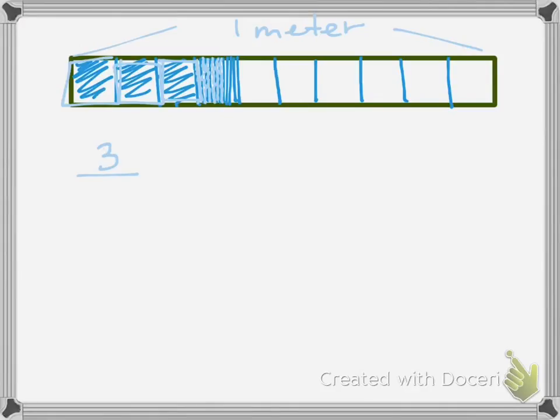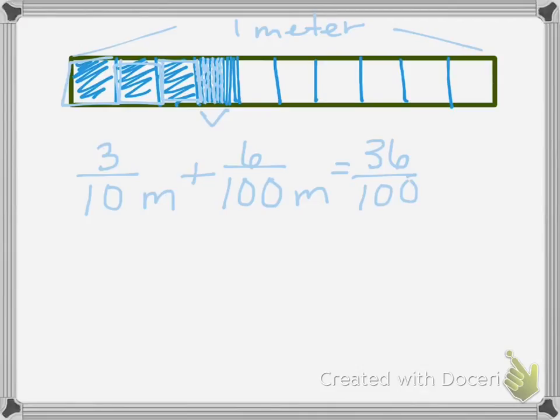Or 3/10 of a meter. Plus, I shaded 6/100ths of a meter here because I'm only talking about those centimeters. That is going to equal 36 hundredths. Really, it's 36 centimeters. I have 10 centimeters, 20 centimeters, 30 centimeters, plus 6 more is 36 hundredths.